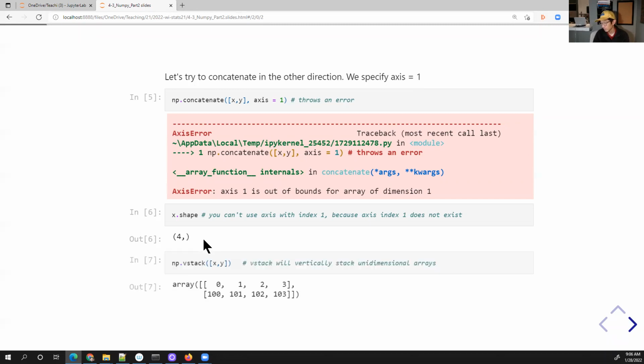There are a couple ways to deal with this. One is you could call a function called vstack, numpy.vstack, and this will vertically stack two one-dimensional arrays. It'll take 0, 1, 2, 3 and vertically stack it onto the other array, and it will return a 2-dimensional array. So this will be a 2 by 4. The shape of this is 2 by 4.